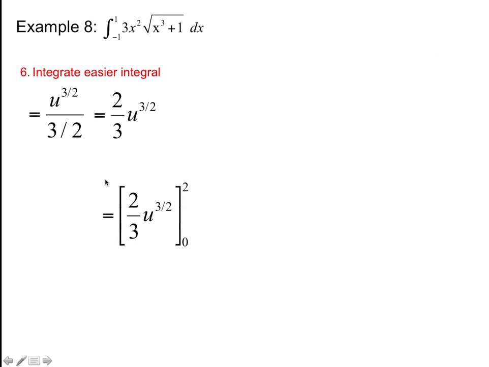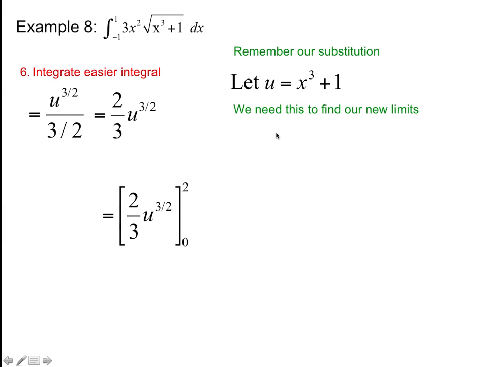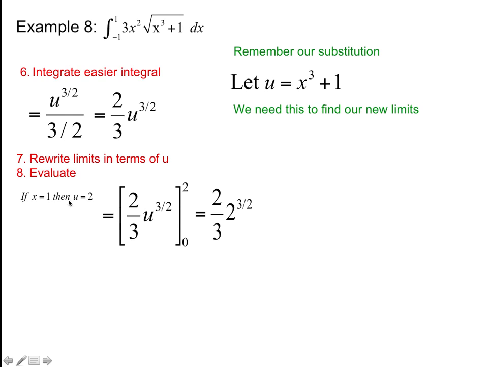So ignore this. I have this sequencing out of order apparently. So our substitution, if you remember, is u equals x cubed plus 1. So when x is negative, no, I think I do the top one first. When x is 1, then we have 1 cubed, which is 1, plus 1. U should be 2. So when x is 1, then u is 2.